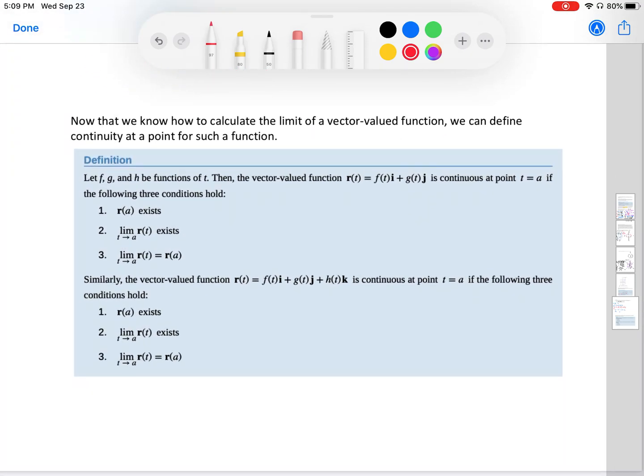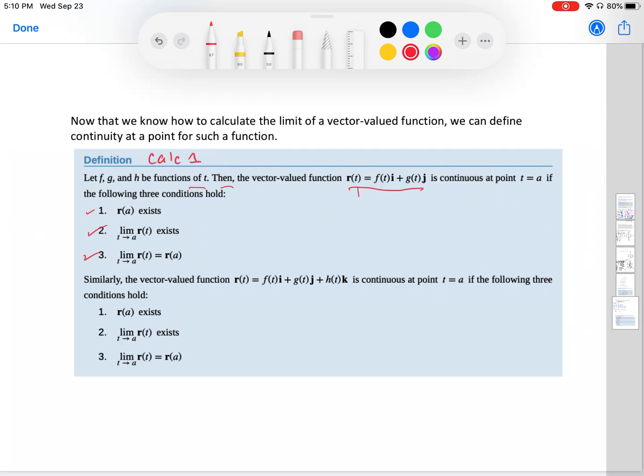Now that we know how to calculate the limit of a vector valued function, we can define continuity at a point for such a function. So let f, g, and h be functions at t. Then the vector valued function r of t equals f of t i plus g of t j is continuous at a point t equals a if the following conditions hold. r of a exists. The limit as t is approaching a of r of t exists. And the limit as t approaches a of r of t equals r of a. So these should look very familiar. Actually, these are your continuity rules from Calc 1.